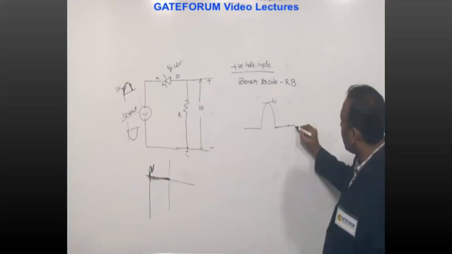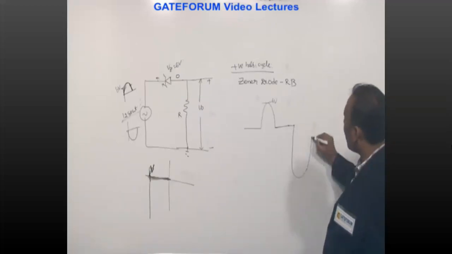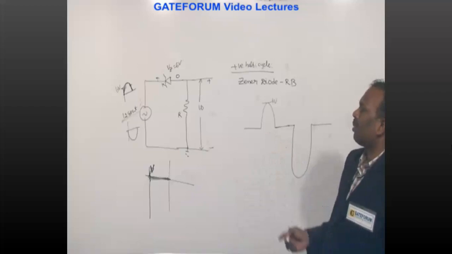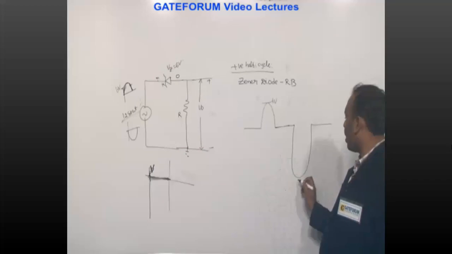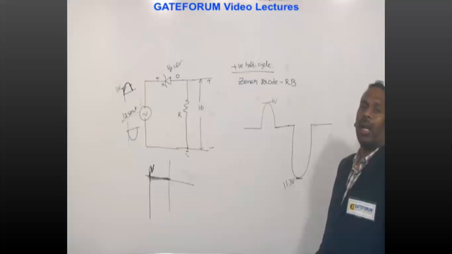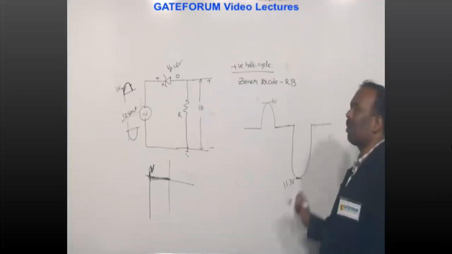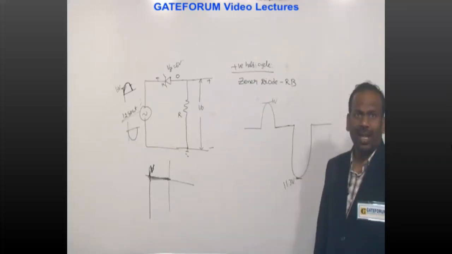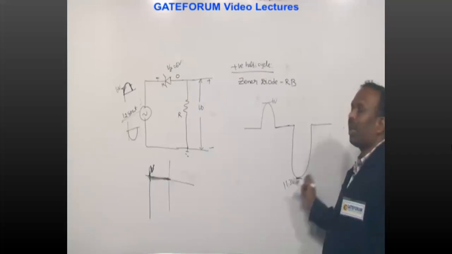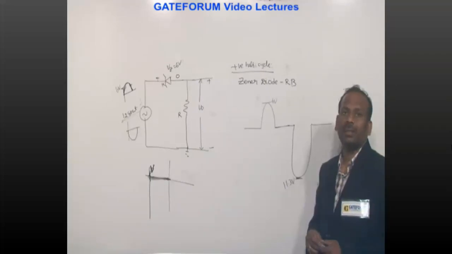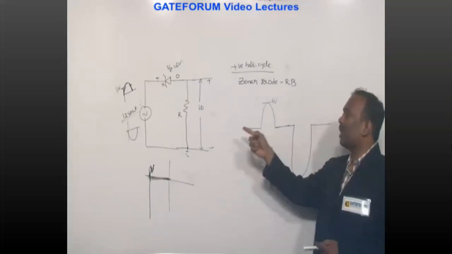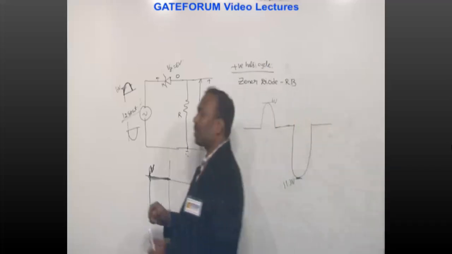Okay, still further, consider this is still the negative half cycle, till some small voltage, output voltage is 0. Then output follows the input. 12 minus 0.7, if you consider it, is 11.3. If you are not considering that cut-in voltage, here 12 volts it comes. See, if you are considering cut-in voltage in the forward bias condition, 11.3. Is it clear? This is the output voltage waveform for this circuit.